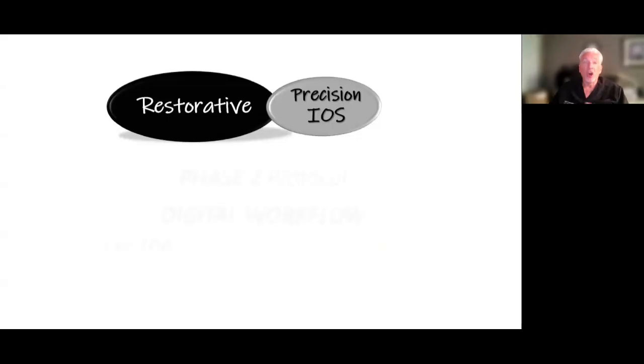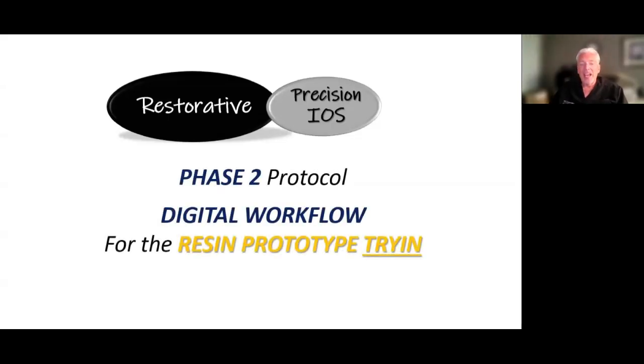All right, so now we're on restorative with your precision IOS. This is where I think most all of you are wanting to be and are striving for. And this is a very predictable protocol. The bugs have been worked out on this protocol, and it's really cool. It just really amazes me. So we're at phase two, digital workflow.